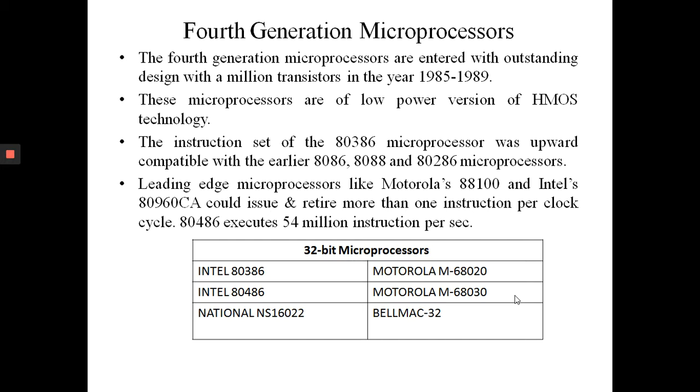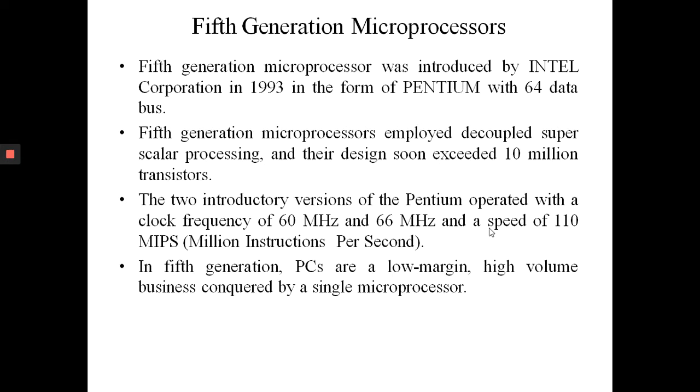Examples of 32-bit microprocessors: 80386, Intel 80486, National NS 160, Motorola M68020, M68030, Bellmac 32. Fifth generation microprocessors were introduced by Intel Corporation in 1993 in the Pentium with a 64-bit data bus.